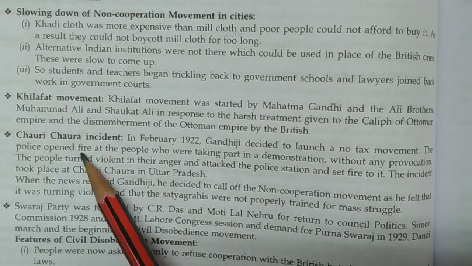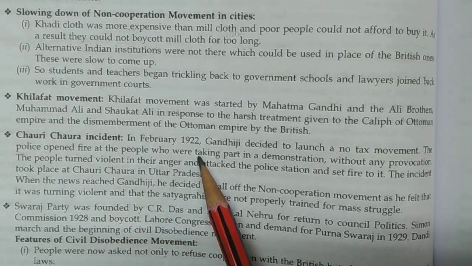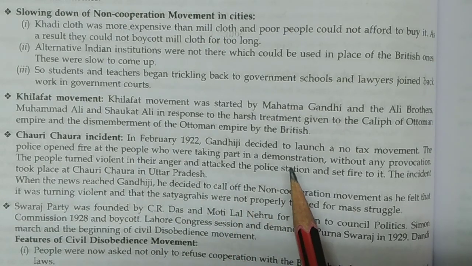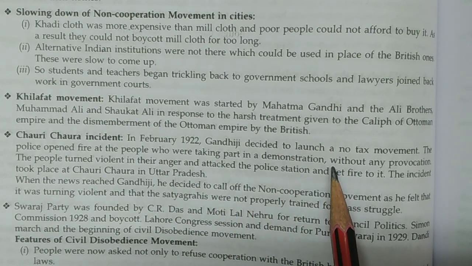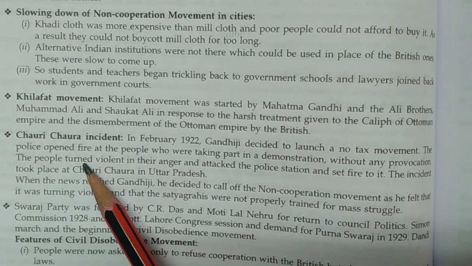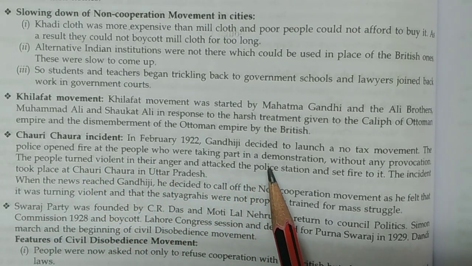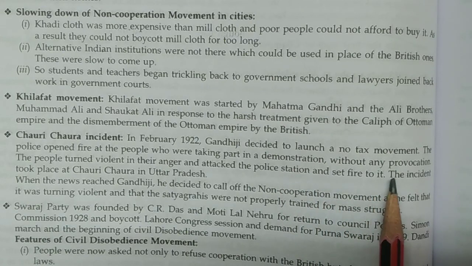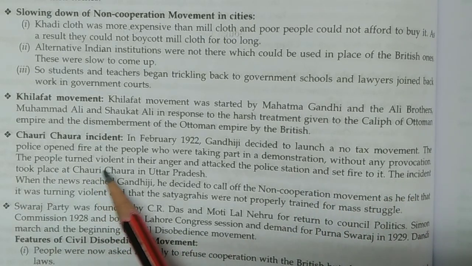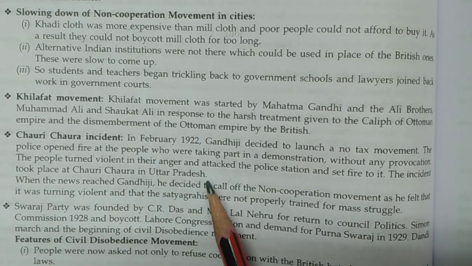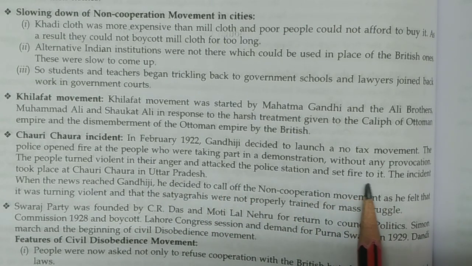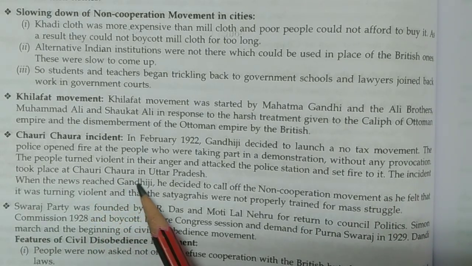Next, Chauri Chaura incident. In February 1922, Gandhiji decided to launch a no-tax movement. The police opened fire at the people who were taking part in a demonstration. Without any provocation, the people turned violent in their anger and attacked the police station and set fire to it. The incident took place in Chauri Chaura in Uttar Pradesh.